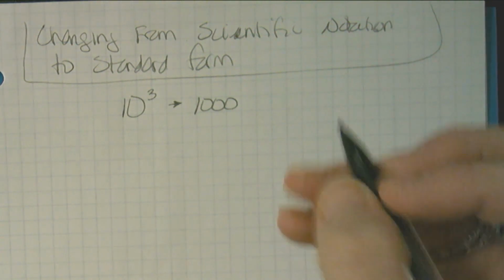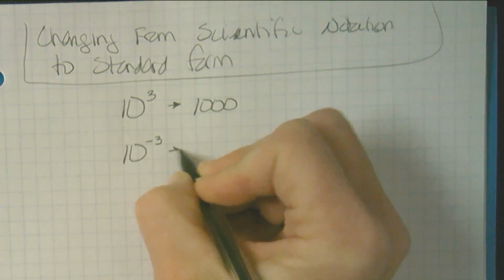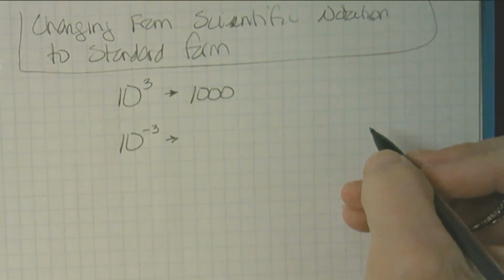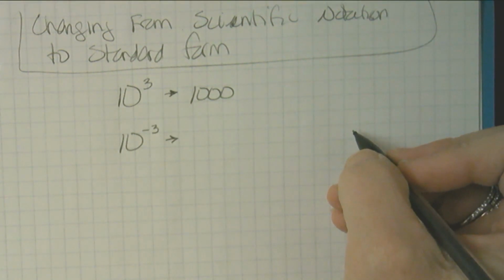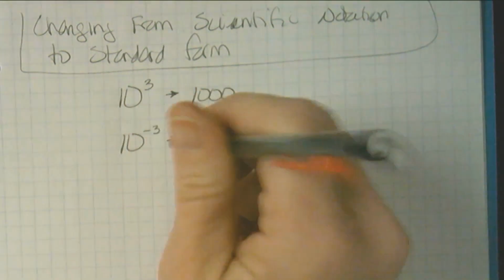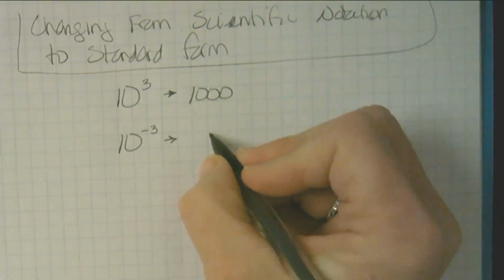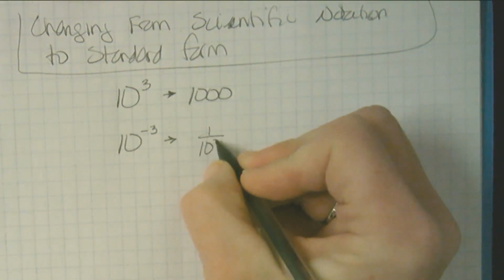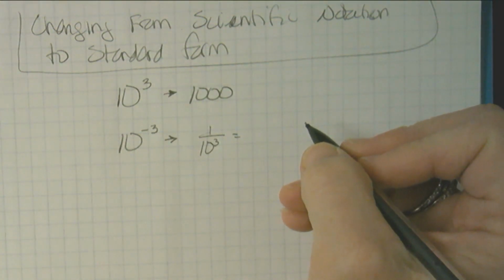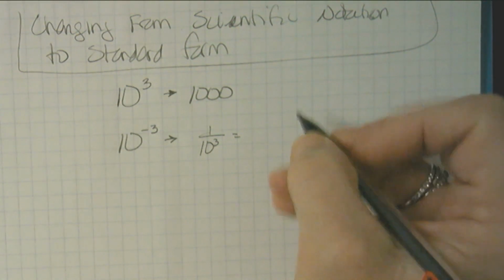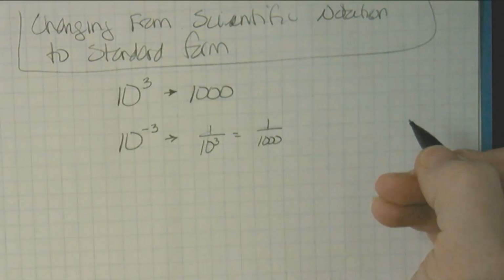Okay. If I change 10 to the negative 3rd into a positive power, what does that look like? So use your power rule and change that so I have a positive power. Ada? 1 over 10 to the 3rd. And if I write that now in standard form, what would I get if you multiplied that 10 to the 3rd out? 1 over 1,000. Are you guys cool with me so far?